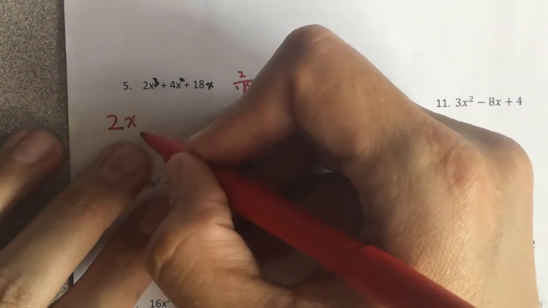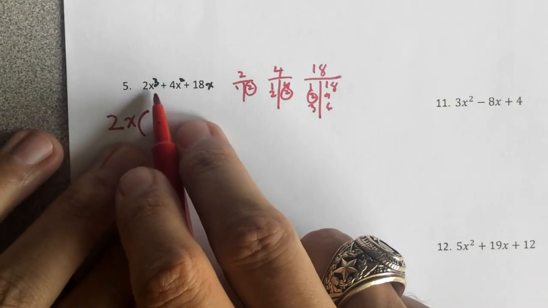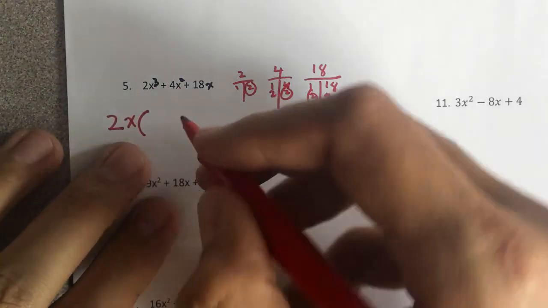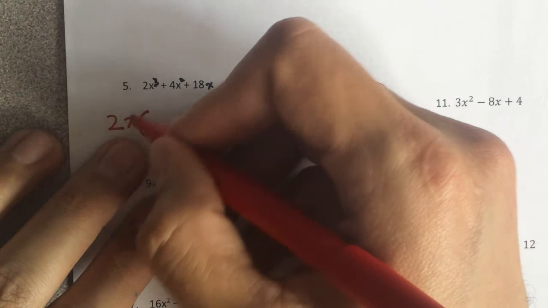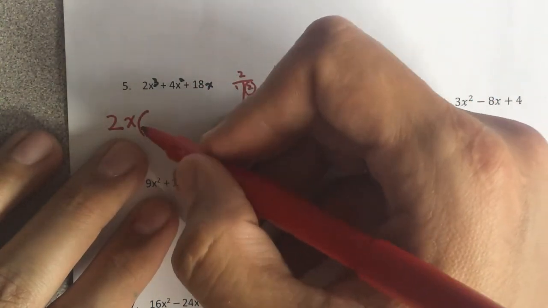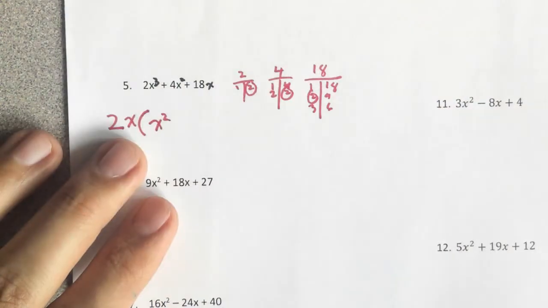Now, I have 2x times what gets me x to the third power? Well, the 2 we have, so that's going to be 1. Typically don't write 1 coefficients. So x times what gets me x to the third? That's going to be x squared.